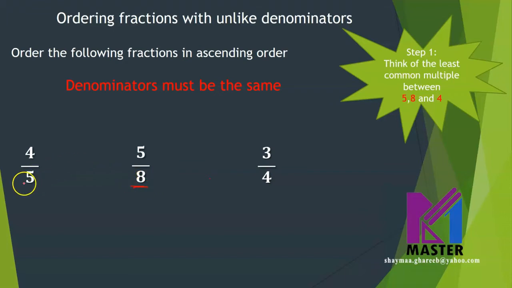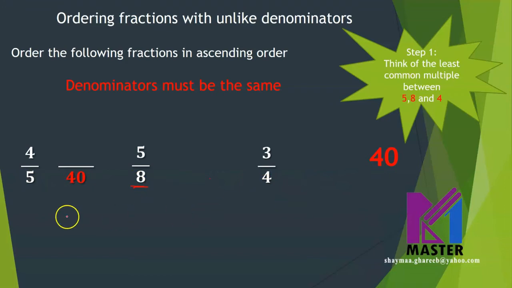Is 16 a multiple of 5? No. Then 24. Is 24 a multiple of 5? No. Then 32. Is 32 a multiple of 5? No. Then 40. Is 40 a multiple of 5? Yes. Is 40 a multiple of 4? Yes. Then 40 is a multiple of 5 and a multiple of 8 and a multiple of 4. So this will be our common multiple between 5 and 8 and 4.